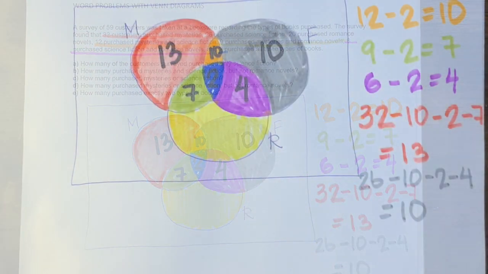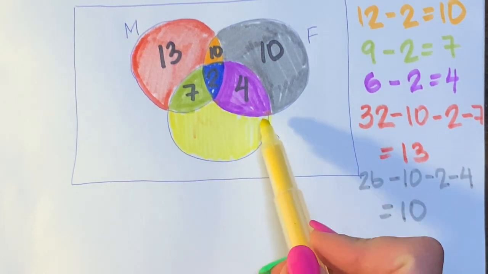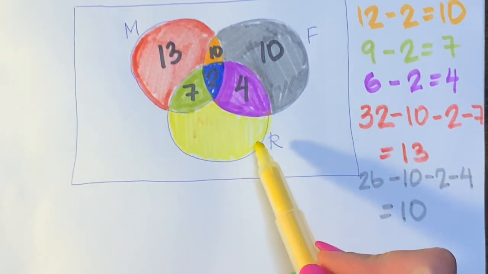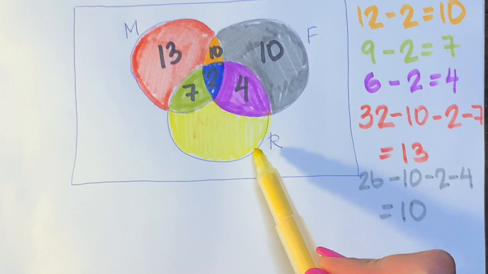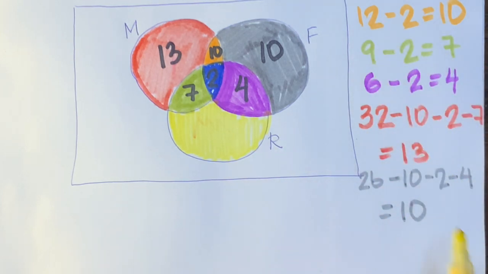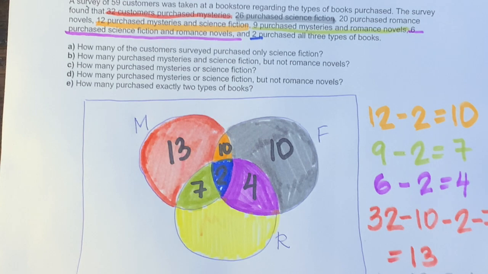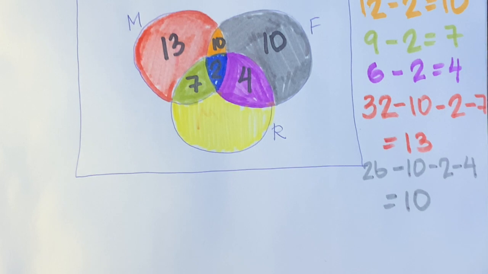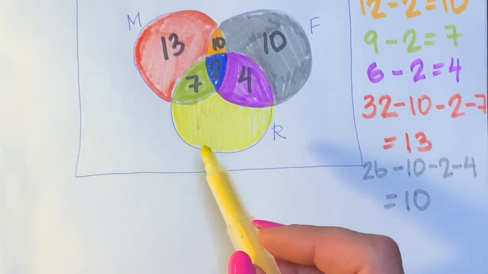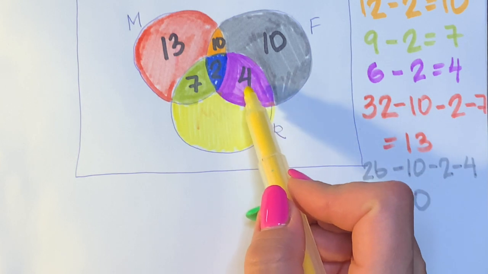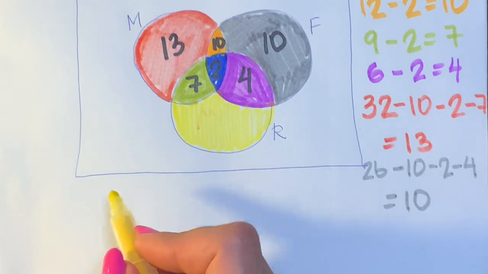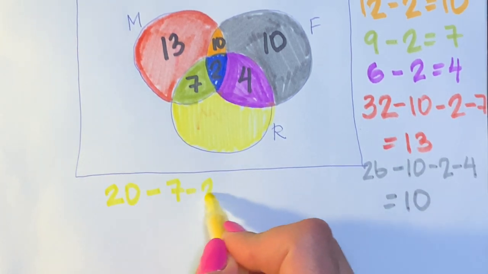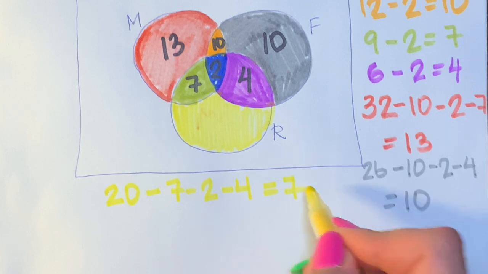So now as the final step, I will find how many people will be placed in this yellow region. Remember, yellow region is only those who purchased romance novels. There were the total of 20 people who purchased romance novels. Remember, just like with the previous 2 regions, the 20 people consist of the 7, the 2, the 4, and also whatever is left for the yellow region. So we will have to do the subtraction. 7.